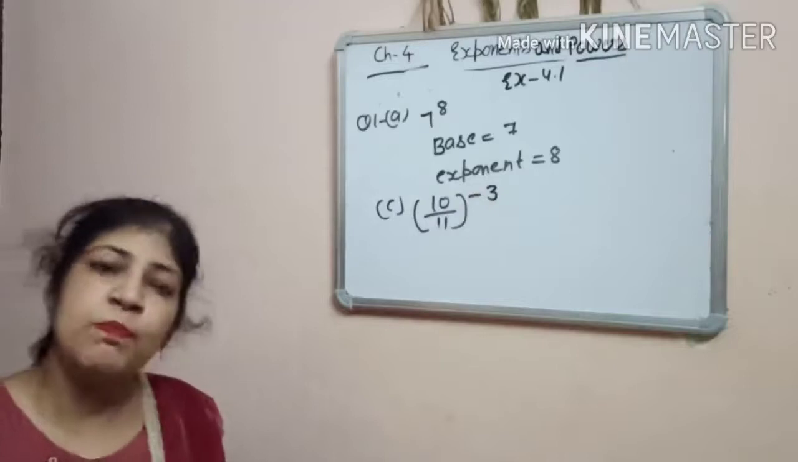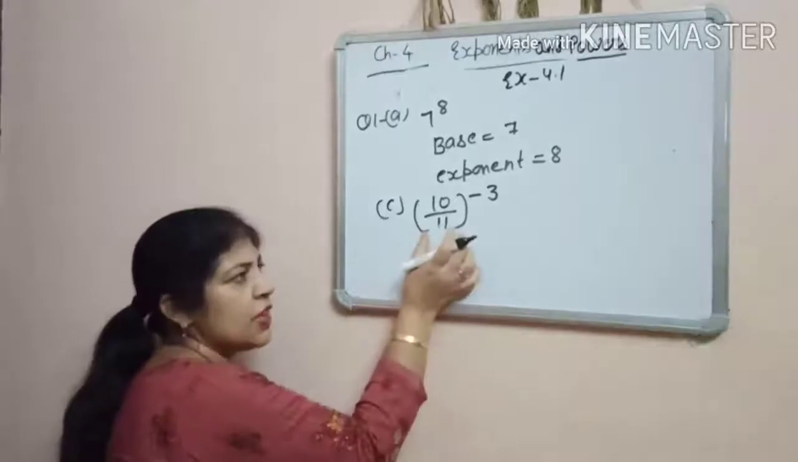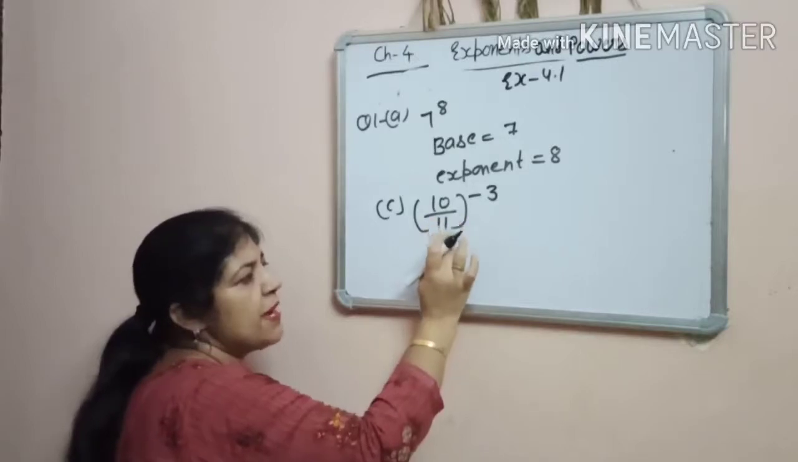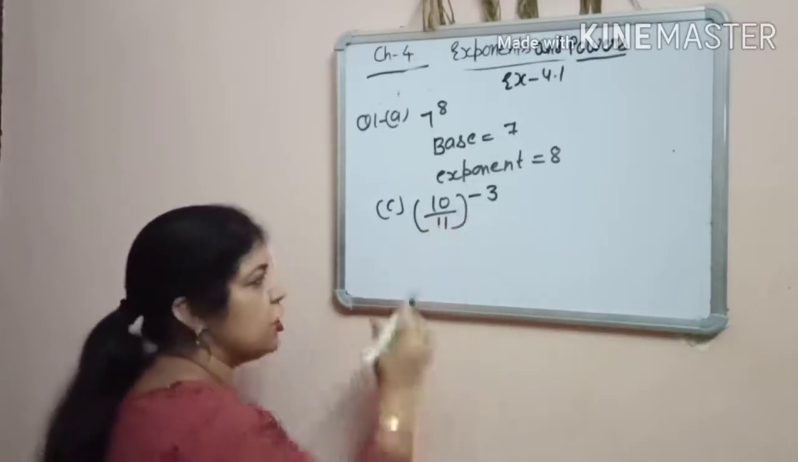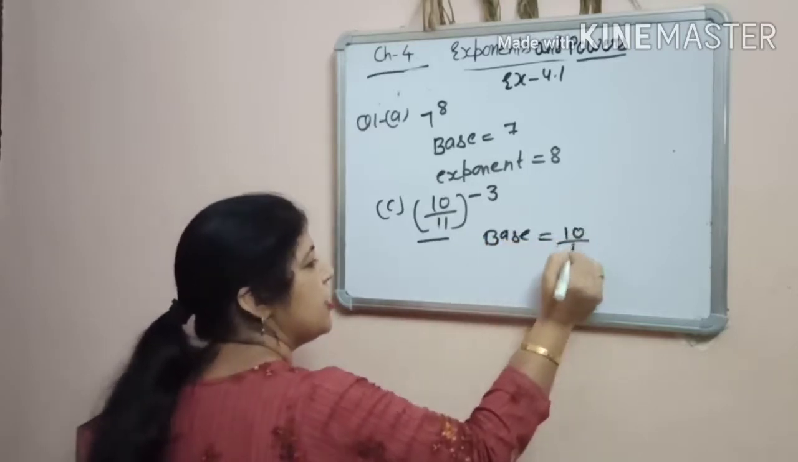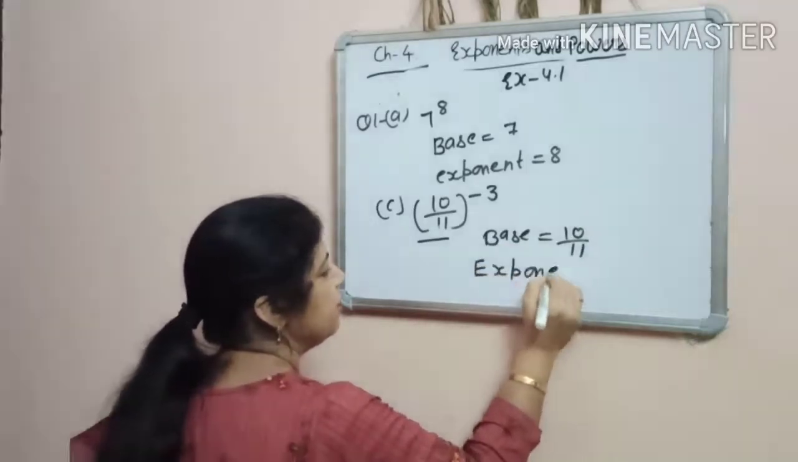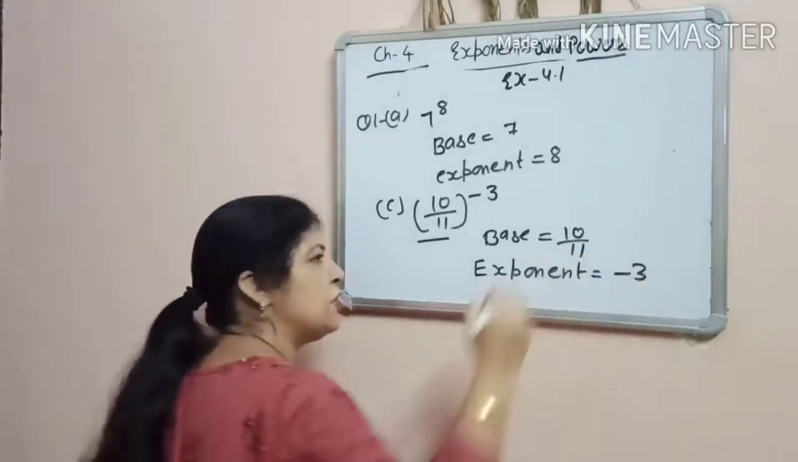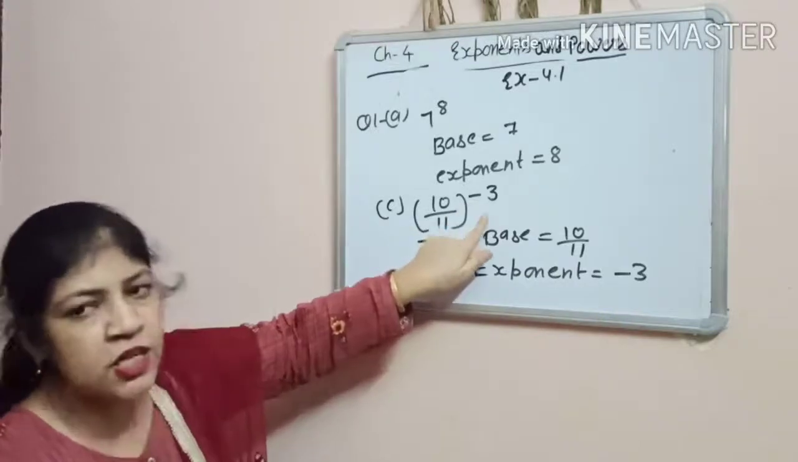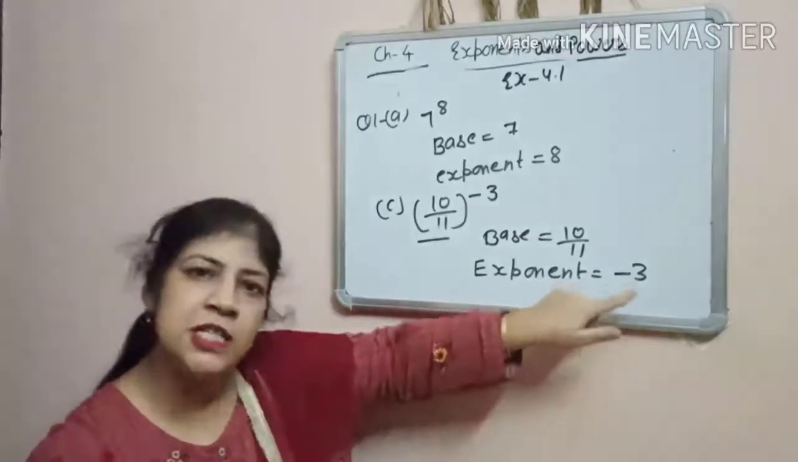Similarly, C part, 10 by 11 raised to the power minus 3. The power can be positive as well as negative. So here, this is a rational number, you know very well. 10 by 11 raised to the power minus 3. So here, base is 10 by 11 and power or exponent is minus 3. If it is plus 3, you need not write the sign, but if it is minus 3, then it is compulsory to write the minus sign here. So it will be minus 3.